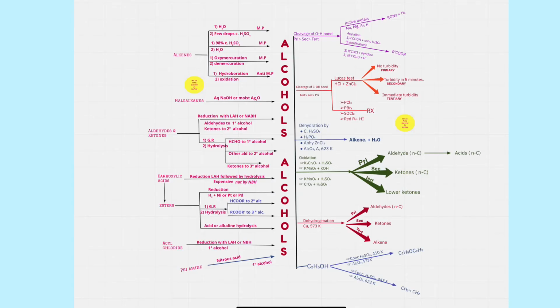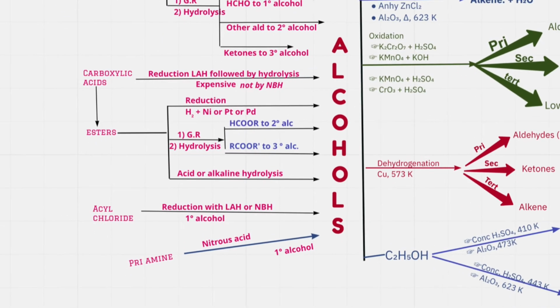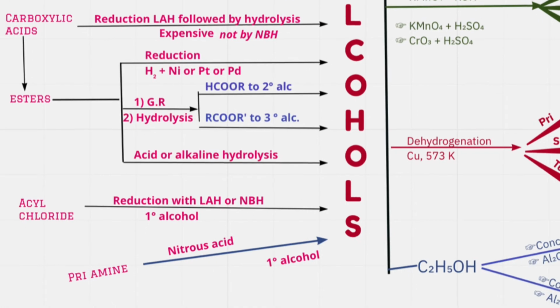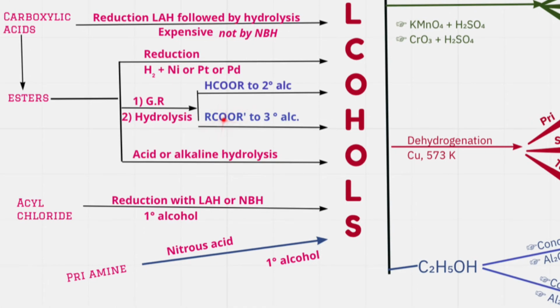So if you go back to this chart and see the flow chart that we had made, and we said that esters react with Grignard's reagent followed by hydrolysis to give us alcohols. Esters of formic acid, so HCOOH converted into an ester, give us a secondary alcohol, whereas esters of acids other than formic acid are giving us tertiary alcohols.